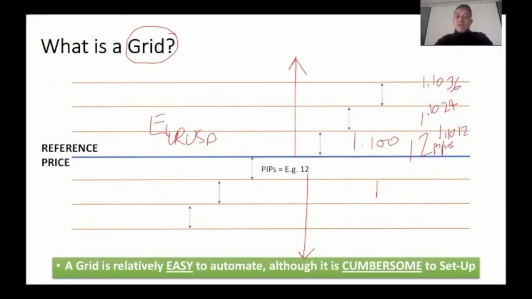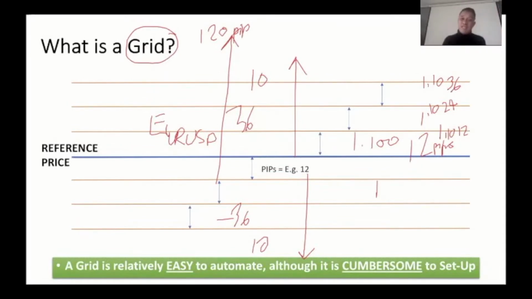So it goes 3 up and 3 down. That means up, it can go around 36 pips. Down, it goes around 36 pips. Now, you can have it up to 10 here and 10 at the bottom, which means on the top side, the grid can travel for about 120 pips, being this amount of 10 times 12 pips. Below it goes also 120 pips. So just set up this grid as a reference price.